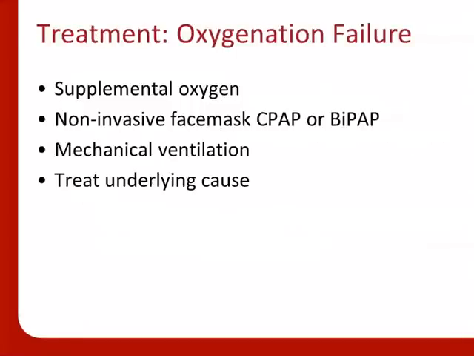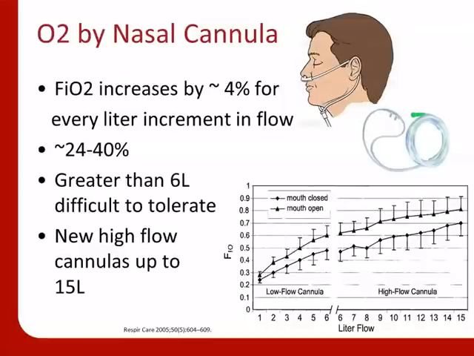So the different approaches for patients who are primarily having an oxygenation failure include supplemental oxygen, non-invasive ventilation with CPAP or BiPAP, and then mechanical ventilation. There are different ways you can give supplemental oxygen. Most common is just nasal cannula, and that's generally anywhere from 1 to 6 liters, and the amount of oxygen increases by about 3 to 4% with every liter increase in flow. Once you start getting above 6 liters, it becomes a little bit difficult to tolerate.